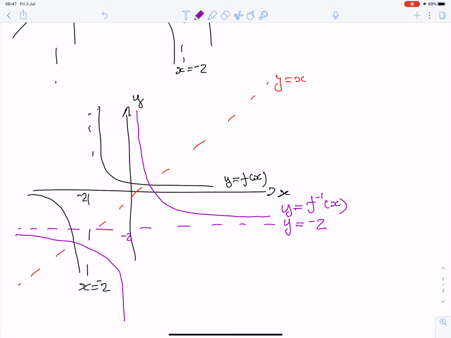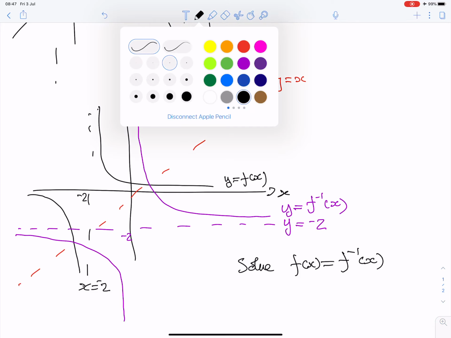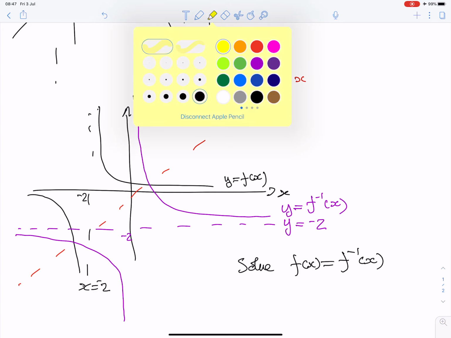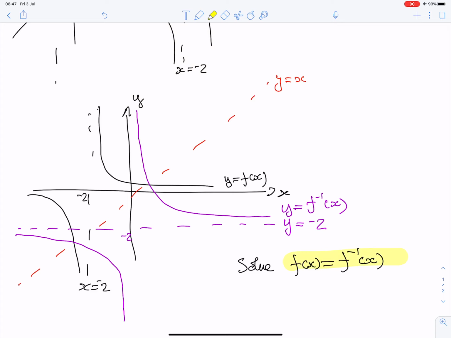And we're asked to solve f of x equals f inverse of x. So that's where those graphs cross. Yeah, this is where the graphs cross, at this point and this point. But there's something nice about those points that helps us. At this point, 3 lines cross.